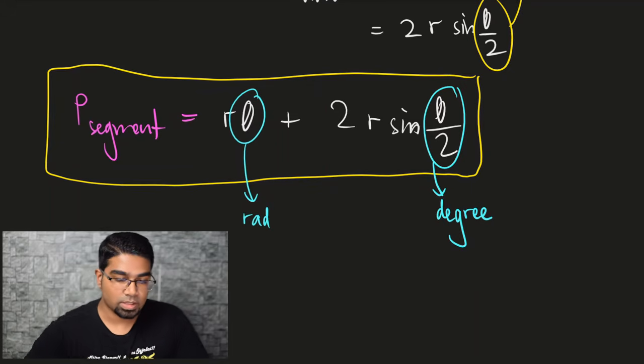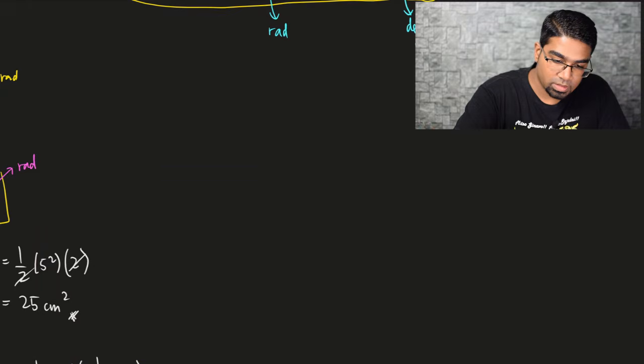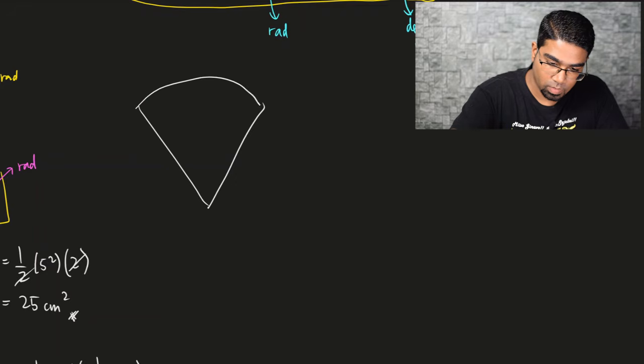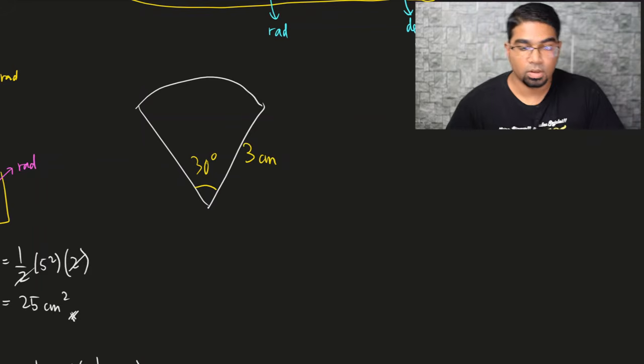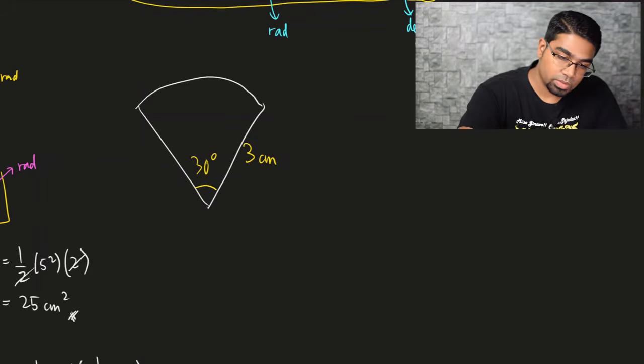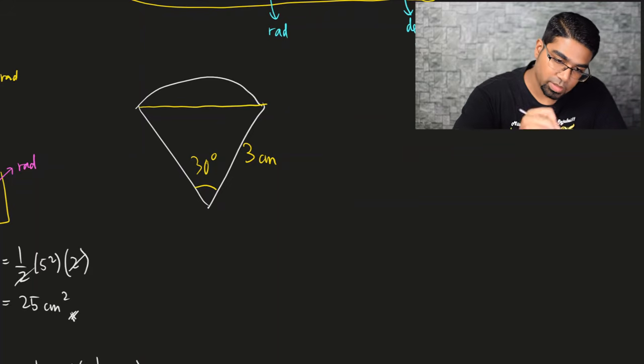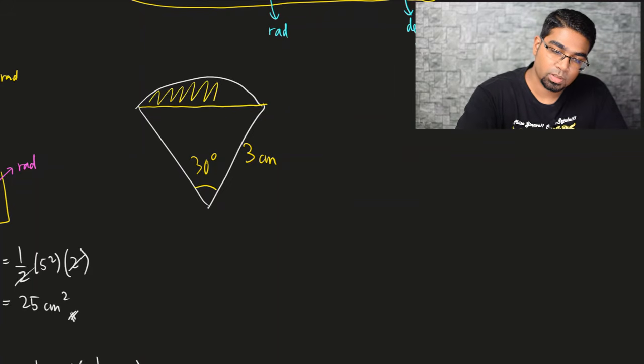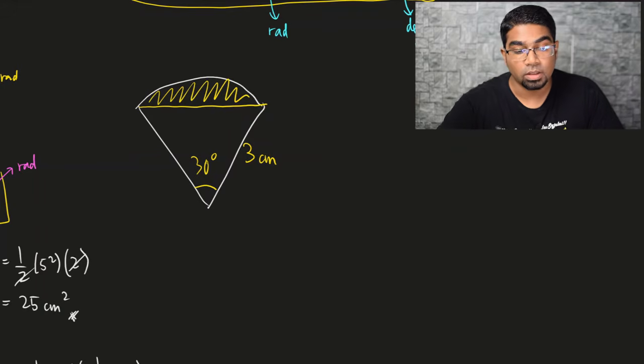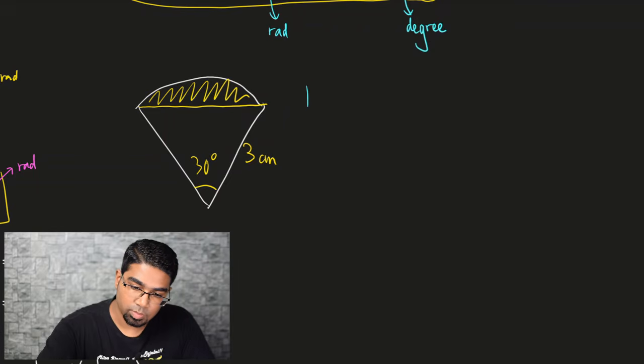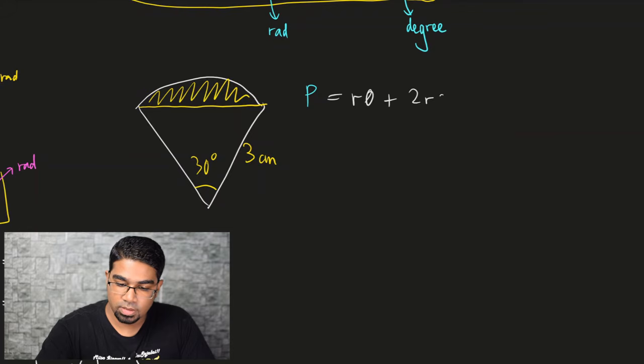Now, let's see an example. Let's say we had a sector that is 30 degrees and 3 centimeters. Alright, so then let's draw a segment. Draw a line here. So this is our segment. How do we find the perimeter of this segment? All we have to do is apply the formula. So perimeter is equal to r theta plus 2r sine theta over 2.